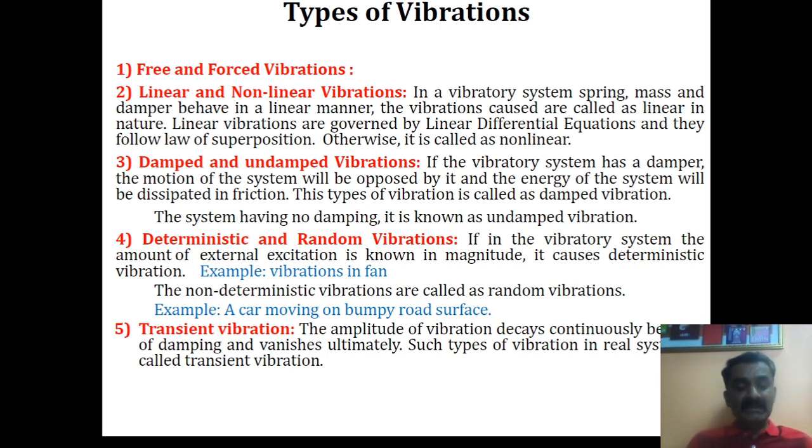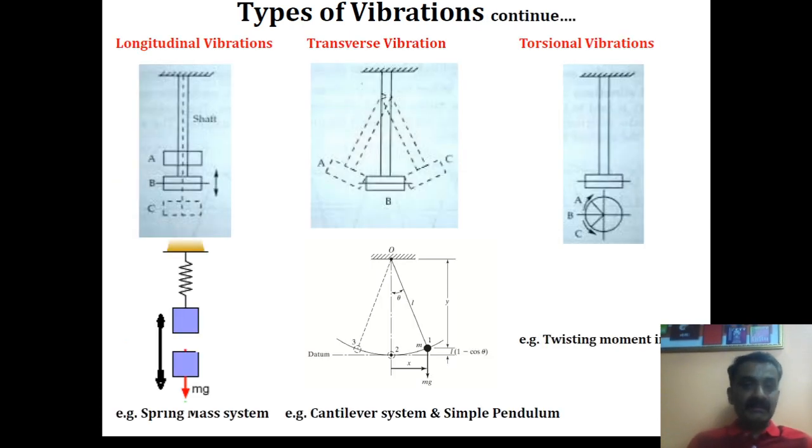Transient vibrations. The amplitude of vibration decays or decreases continuously because of the presence of damping, and it ultimately vanishes. This type of vibration, generally taking place in real systems, is called transient vibration.